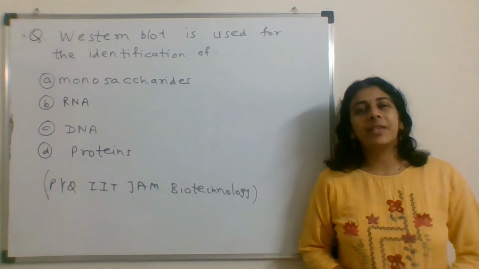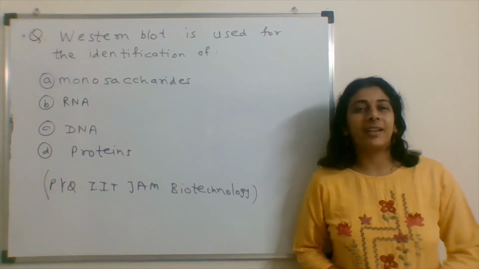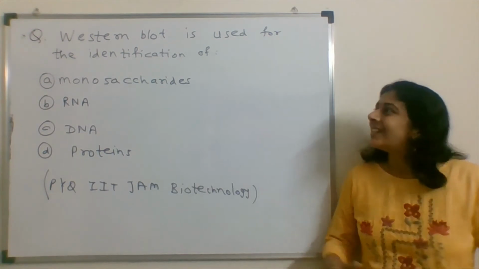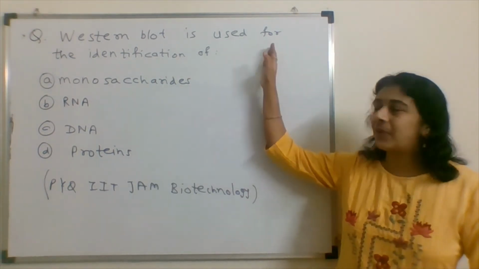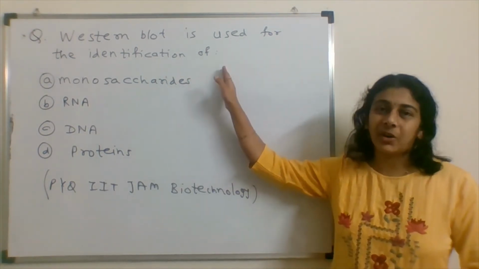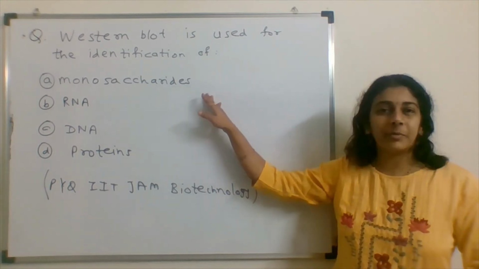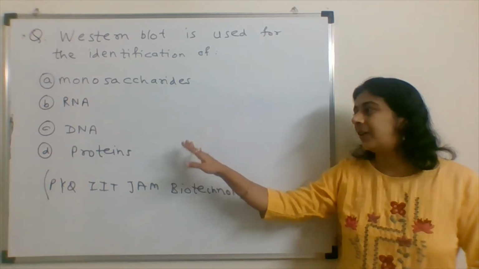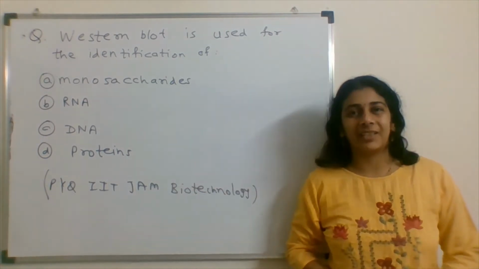Today I am going to explain one question from the IIT JAM Biotechnology entrance examination. Western blot is used for the identification of which of the options: monosaccharides, RNA, DNA, or protein?